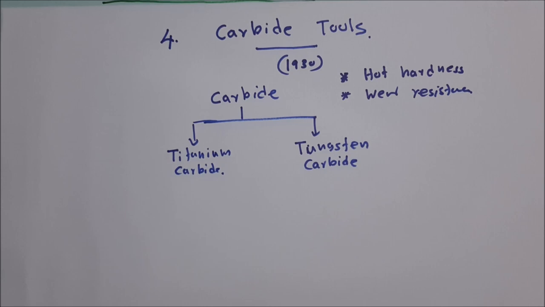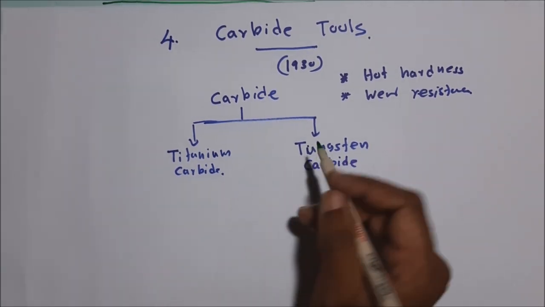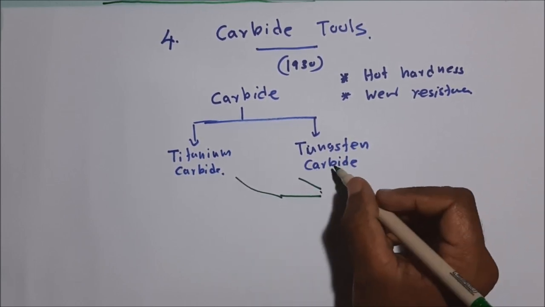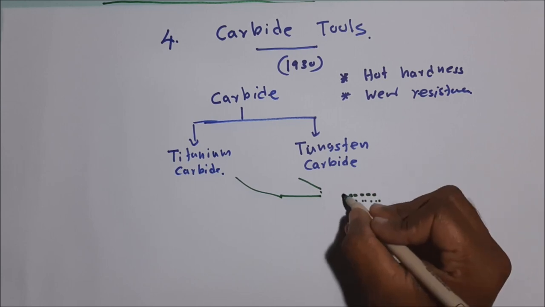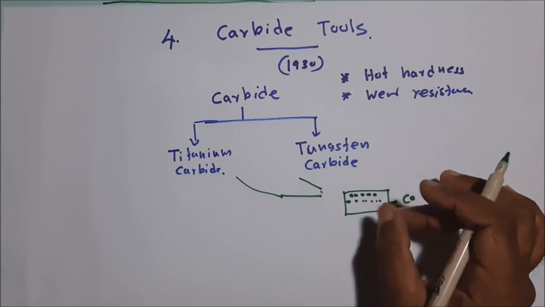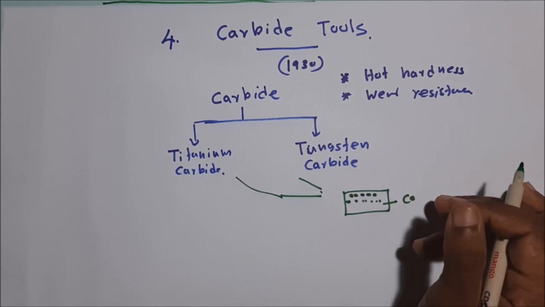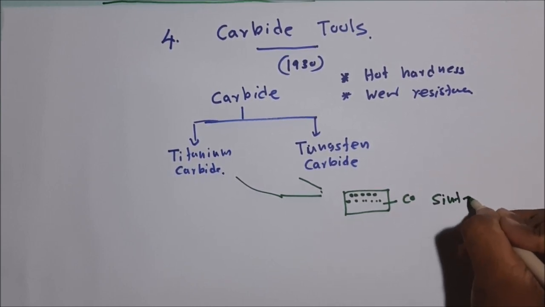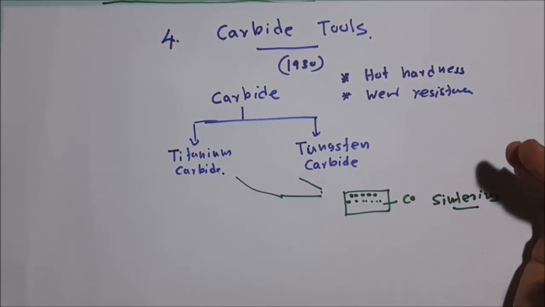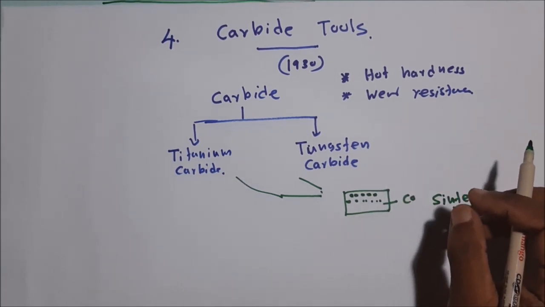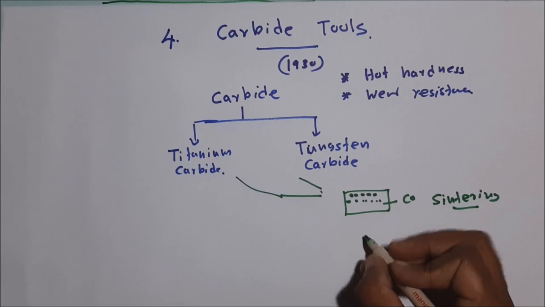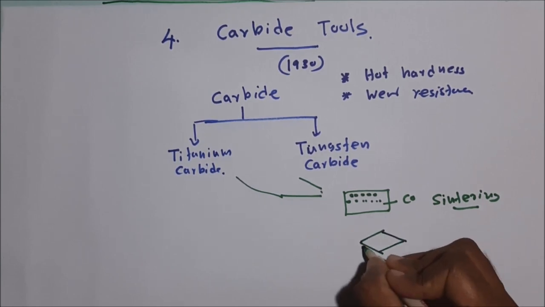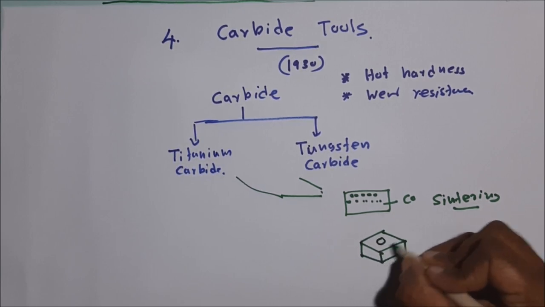Then how are these manufactured? Small particles of tungsten carbide or titanium carbide are bonded together in a cobalt matrix using the powder metallurgy technique called sintering. Sintering is the powder metallurgy manufacturing method for these hard materials. It is pressed under great pressure at high temperature in a mold to get chips. These carbides are available as small insert type chips.